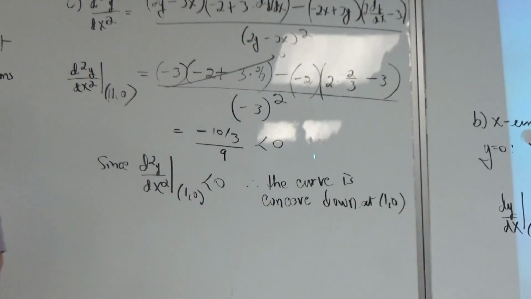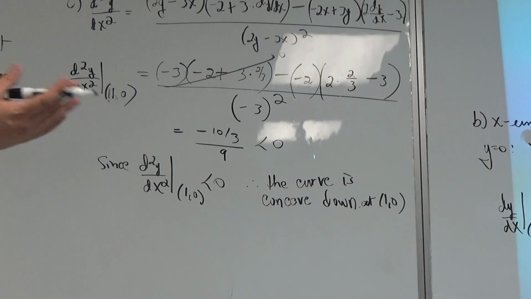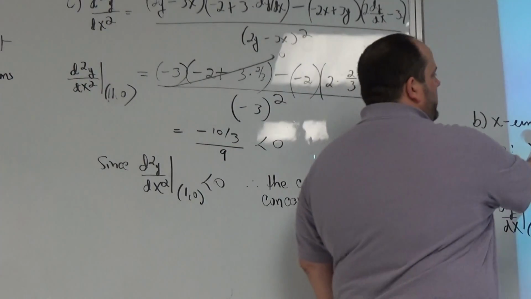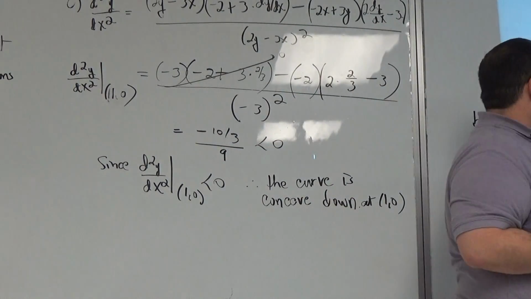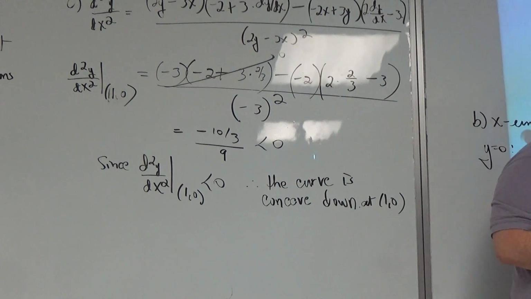Is this graph concave down at 1 comma 0? Is it a cup that doesn't hold water? I can look at the graph. Yes, absolutely. We're not going to worry about part D. I'm also not going to worry about the concavity at the other x-intercept because it's just the same process again with different numbers.